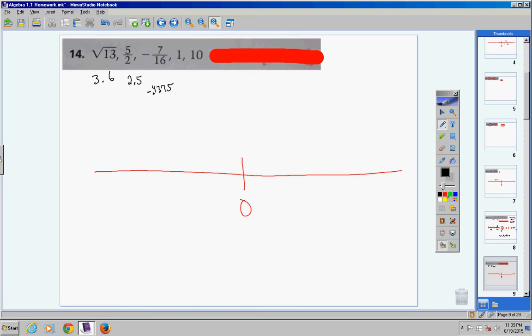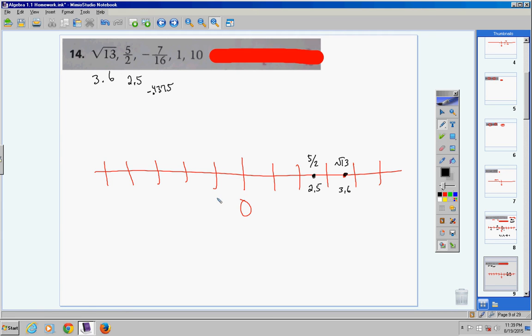So here we go. We'll just put some tick marks over here. And let's start plotting these numbers. Positive 3.6, 1, 2, 3. So 3.6 is about right here. Square root of 13. 5 halves would be 2.5. That's about right here. 2.5. And of course that's going to be 5 halves.